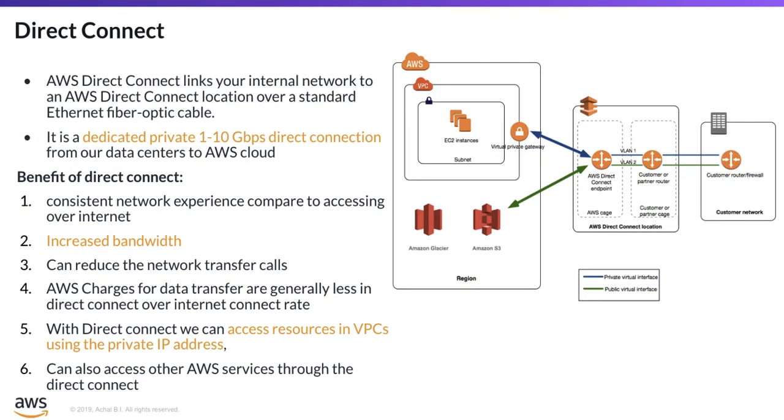So let's understand what Direct Connect infrastructure is all about. It is again a hybrid architecture. We have a customer network here, and we have the AWS cloud here, and let's say we want a high-speed connection, and we want to avoid the internet.